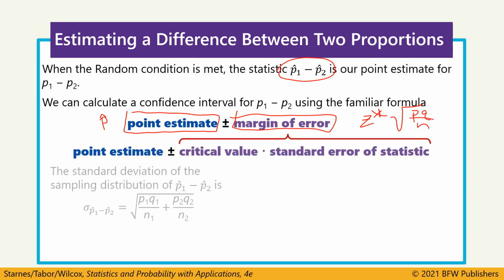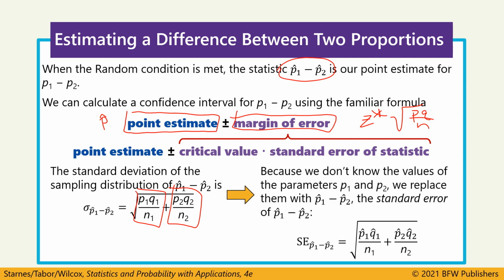But that standard error is going to change because now we have two different samples. So we have two fractions with PQ over n, one with each sample. And since we don't know the actual P and actual Q, these have hats on them because they are sample statistics and not population parameters.